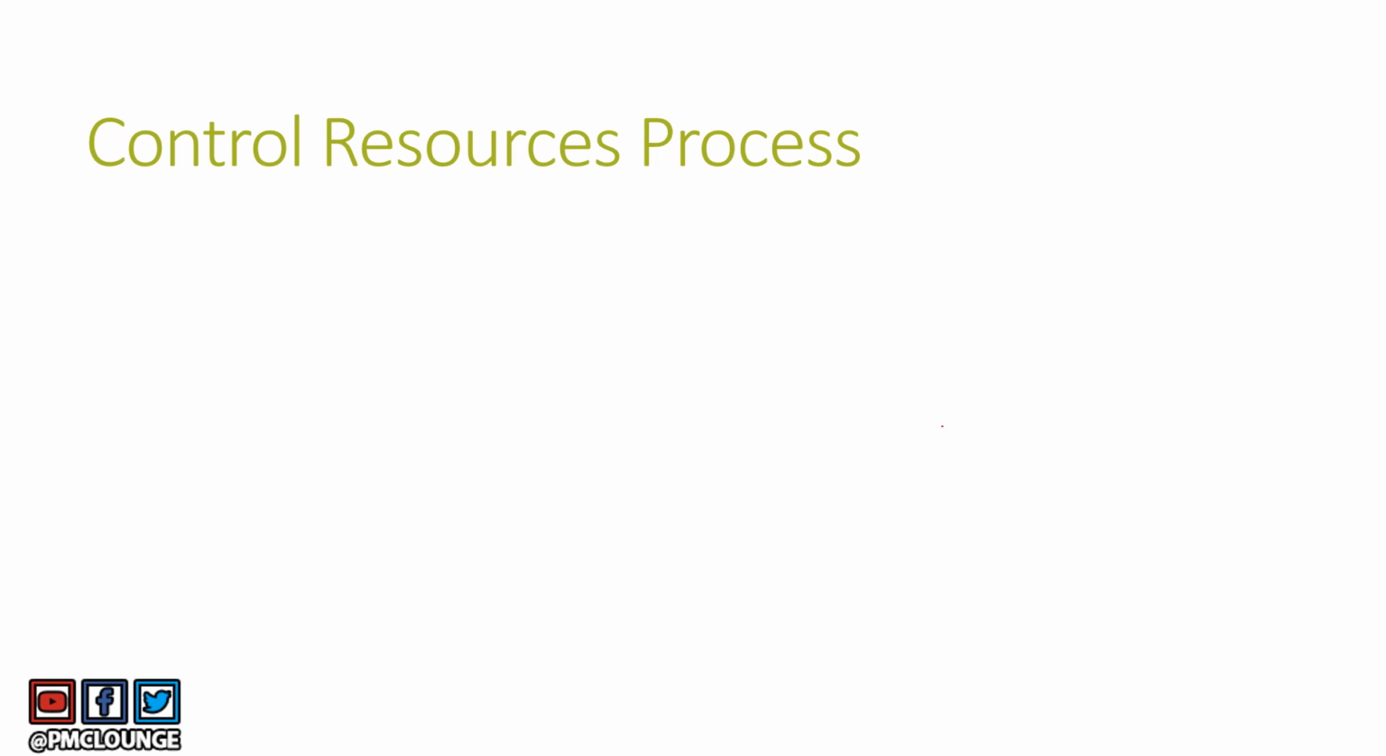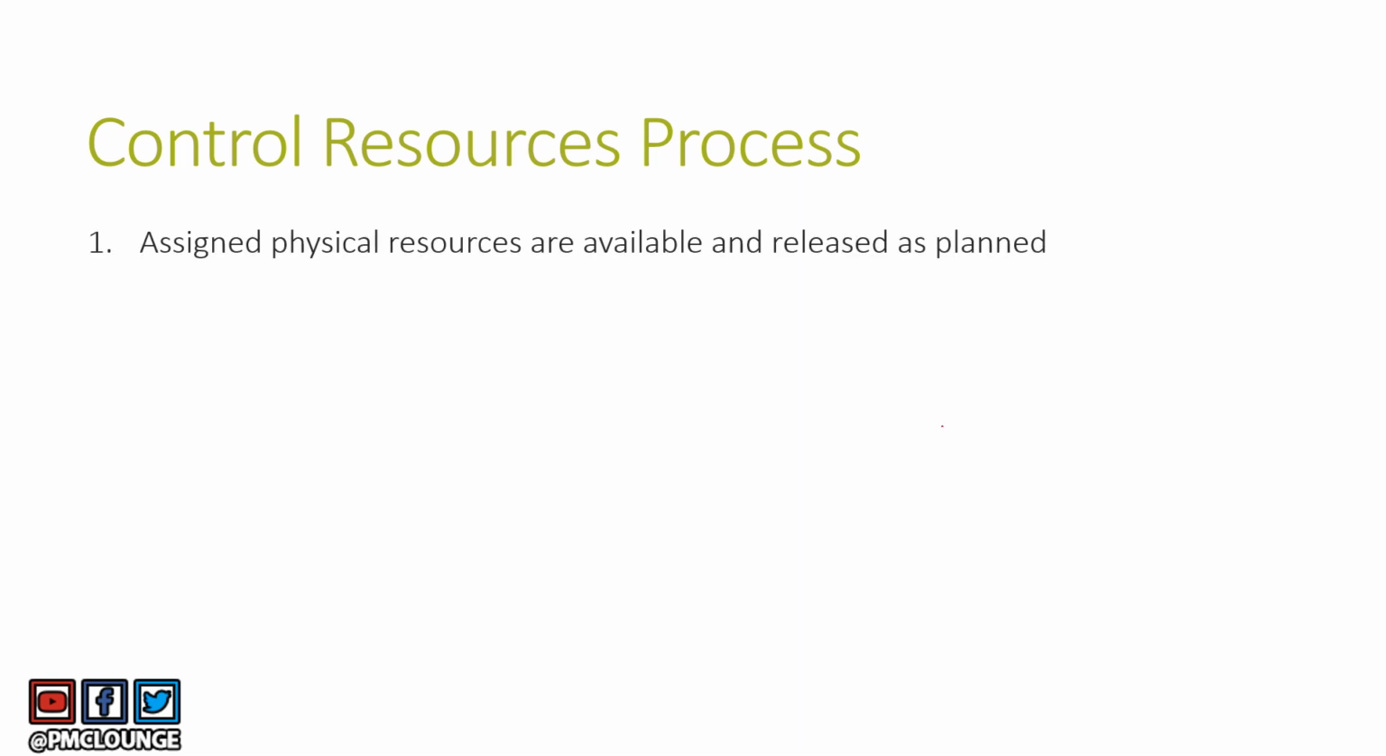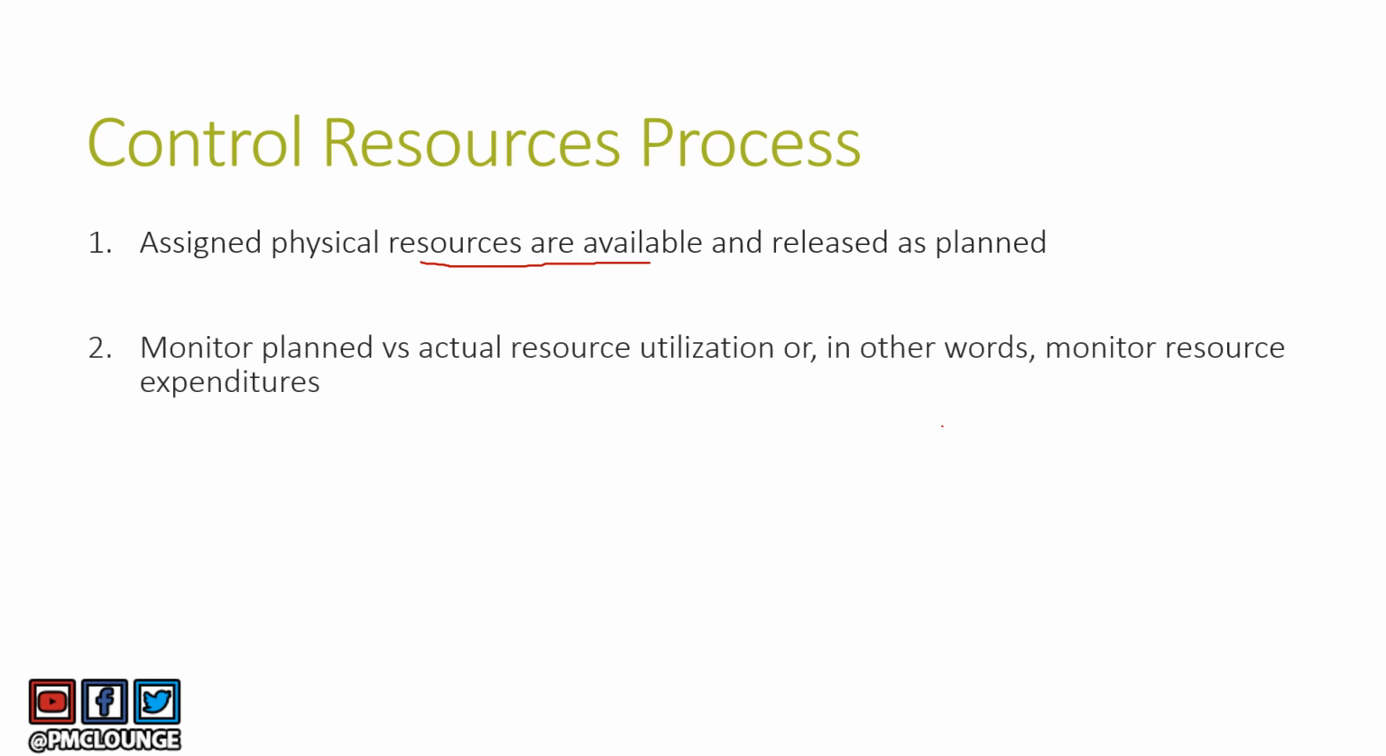Control resources process basically talks about three things. Number one is assigned physical resources are available and released as planned. So this is the first thing the control resources process takes care of. Number two is monitor planned versus actual resource utilization. So what is the resource utilization looking like? If you had planned for 100 hours, how many hours have you used the resource already? And is it going to be enough for the project, right? So this is something that you keep monitoring as part of the control resources process.